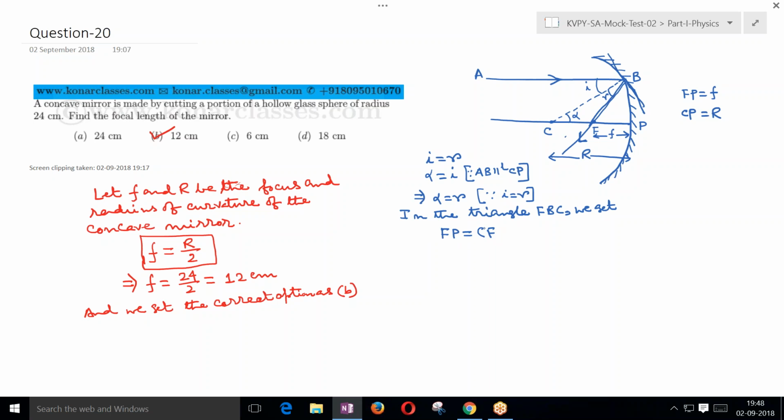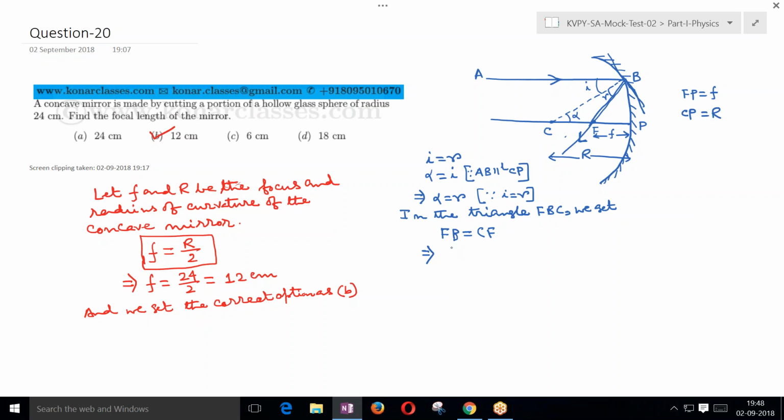We know that if two angles are equal, then the corresponding opposite sides are also equal. CF. Now what is FP? FP is equal to the distance from the focus to the pole. FB, I should write here, is equal to CF. Yeah, correct. Now what is FB? FB and FP both are equal if we consider that small aperture.